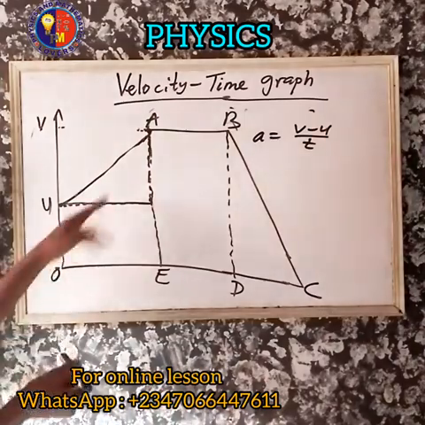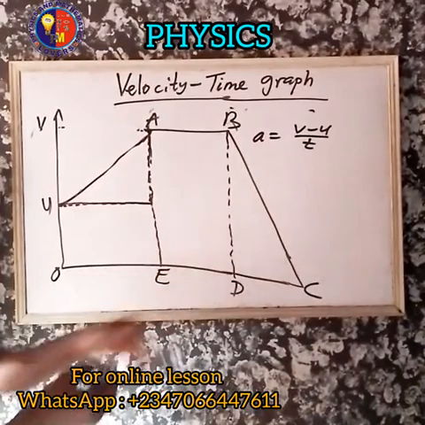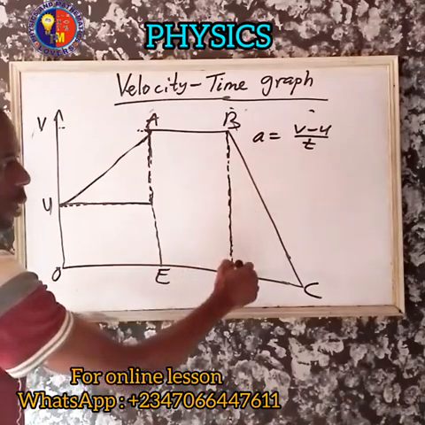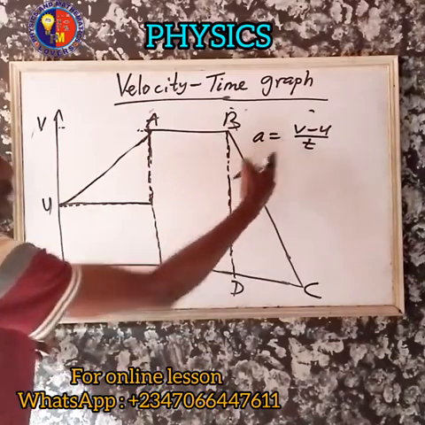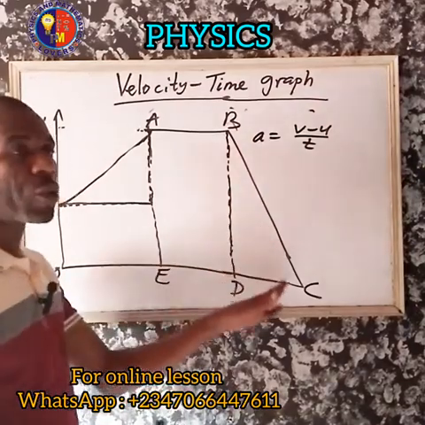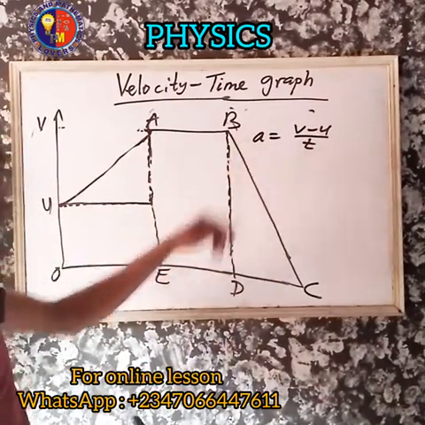Now, how do we get retardation? This is retardation, of course. We know that from here to here it is coming down, and at this point we have the negative acceleration. This point is where the object is brought to rest, so it will always give us the negative sign of the acceleration.